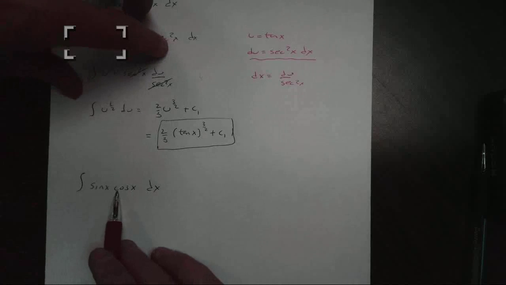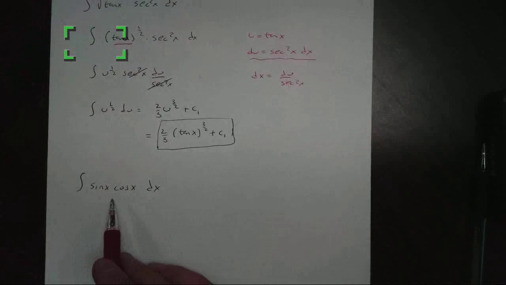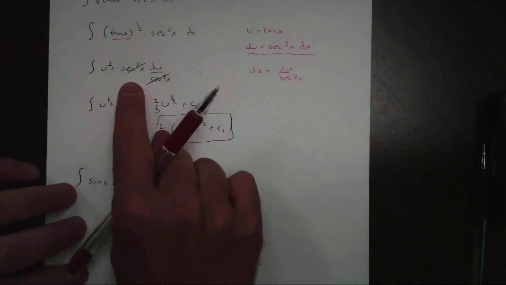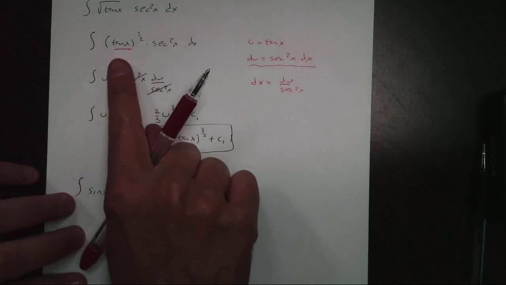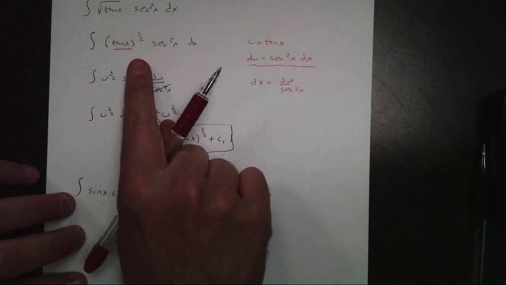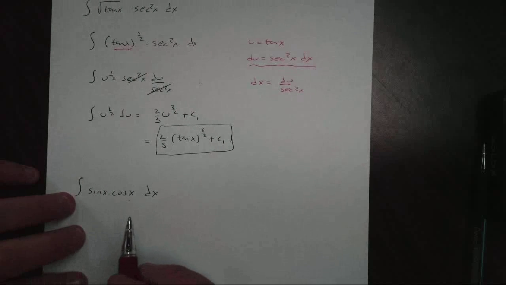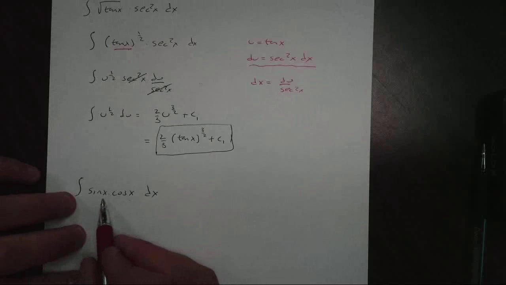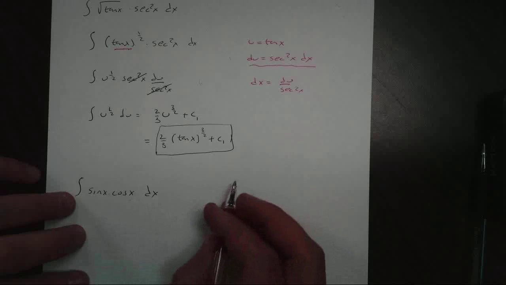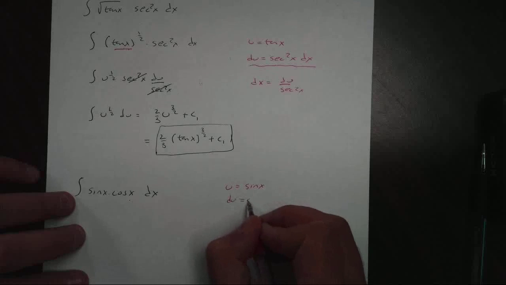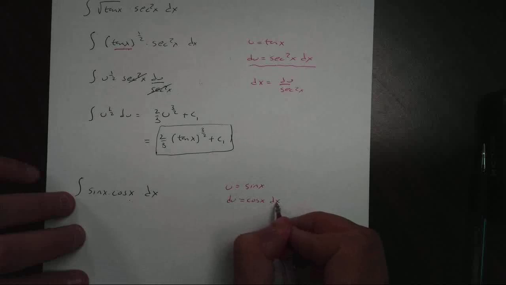Now, some of you guys may recognize I can write this as 1/2 sine of 2x. Not many people do. But remember what I told you up here. When you're picking your u, all you have to do is look. Is one function the derivative of the other? Yeah, cosine is the derivative of sine. I could do it the other way around. Sine is also the derivative of cosine. But I'm going to keep it simple. U is the sine of x, because its derivative is the cosine of x dx.